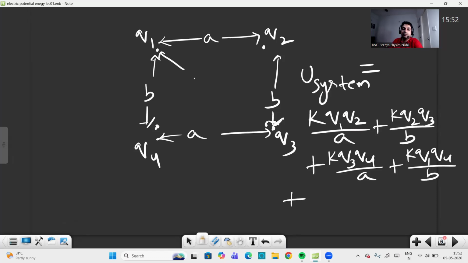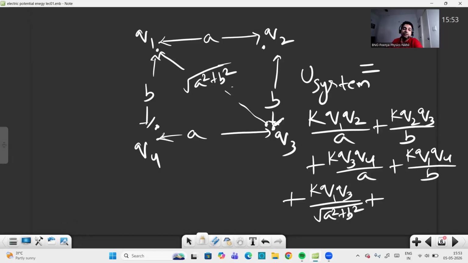Here, this distance, with sides A and B, can be written as root under A square plus B square. So it will be K Q1 Q3 divided by root under A square plus B square. Similarly, another diagonal pair is Q2 and Q4, so K Q2 Q4 divided by the distance between them, which is again root under A square plus B square. So this is the potential energy of the system of charges.